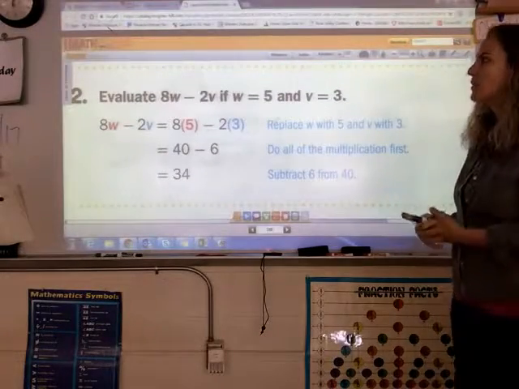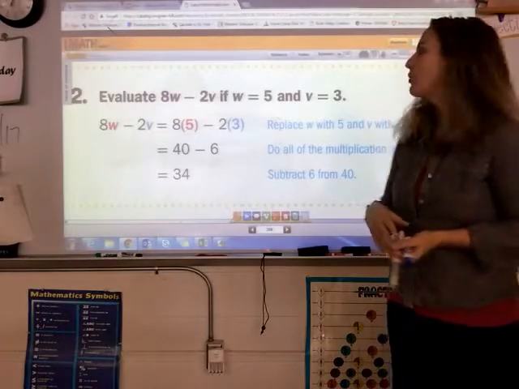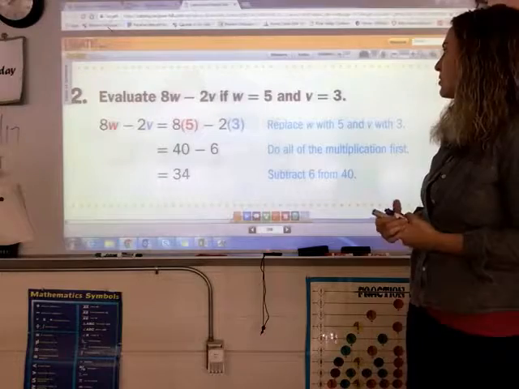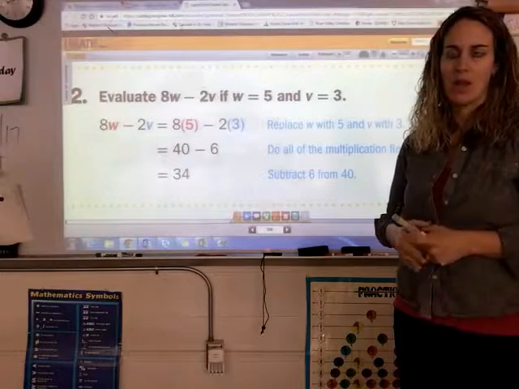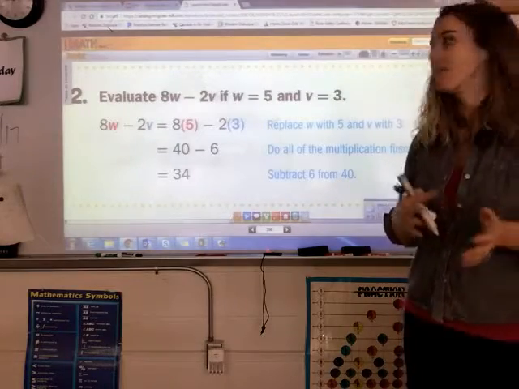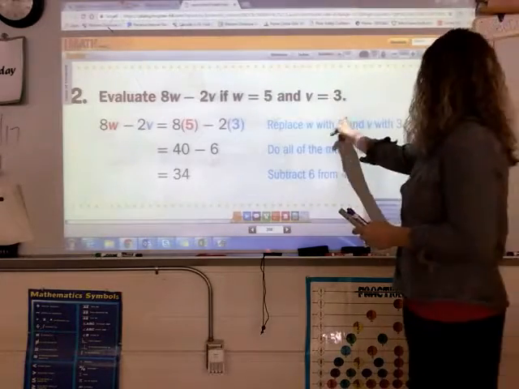Okay, this example gives you a situation where you have 2 variables. We're looking at the expression of 8w minus 2v. They would like w to equal 5 and v to equal 3. Okay, again, wherever there's going to be a w, you're plugging in a 5. Wherever you have a v, you're plugging in a positive 3.